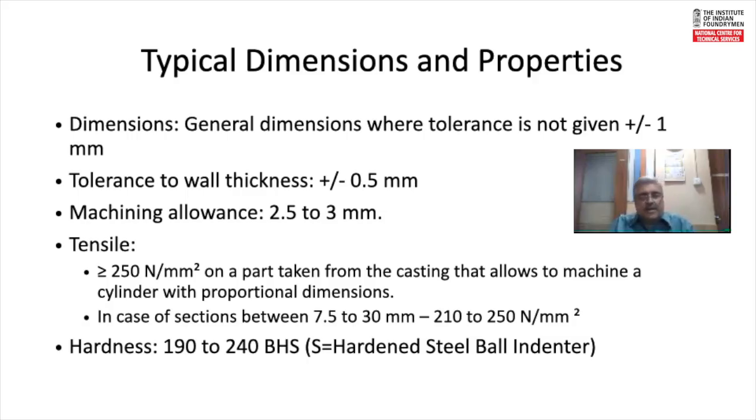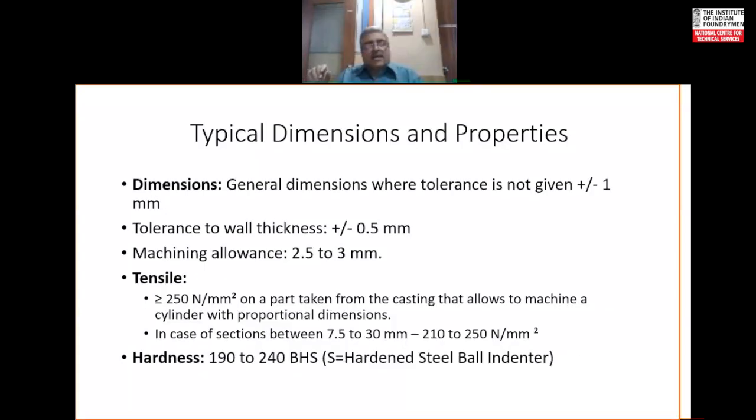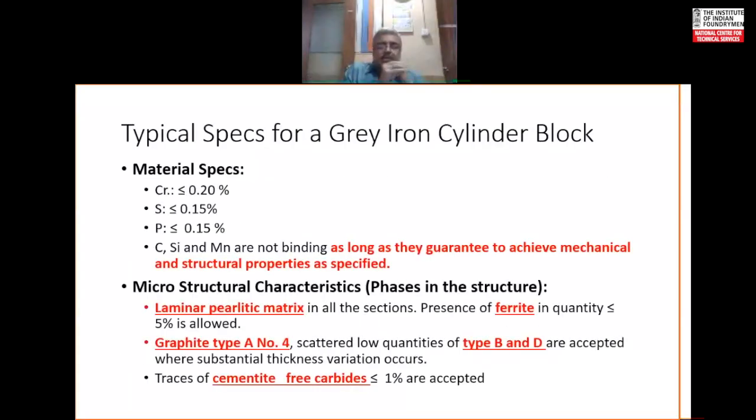I have said BHS. S stands for hardened steel ball indenter. Now, if these mechanical properties, as well as thermal properties, are to be achieved, then the material specification, assuming that we have chosen the material of construction as gray iron, is given here. So they are specifying chromium should be less than so much, sulfur should be less than so much, etc.